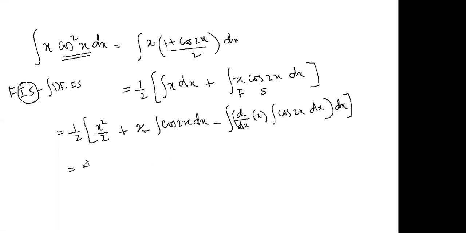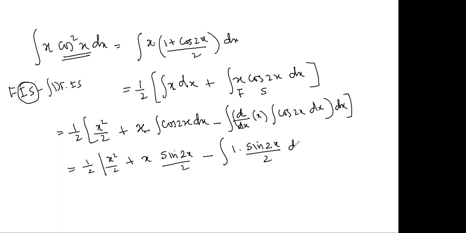Now we will write the answer. 1 by 2 times x square by 2 plus x into. Now tell me what is the integral of cos 2x? What is the integral of cos 2x? Sin 2x by 2. Sin 2x by 2 minus derivative of x 1 into sin 2x by 2 into dx.